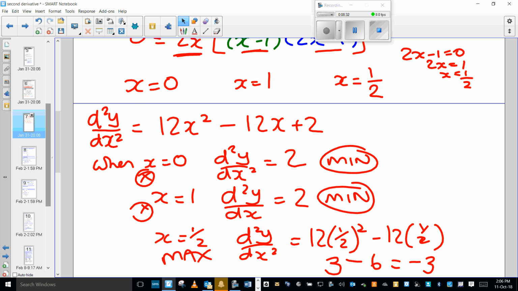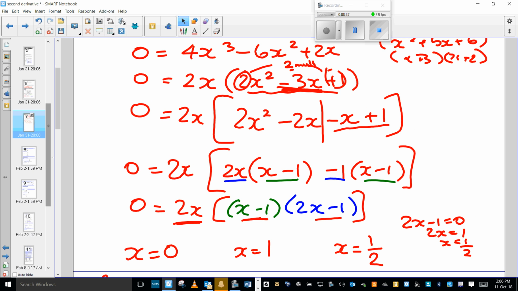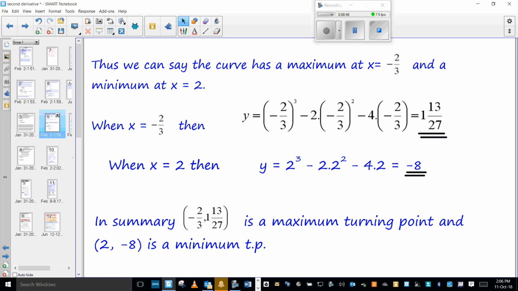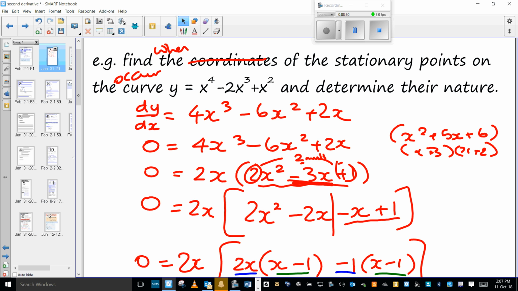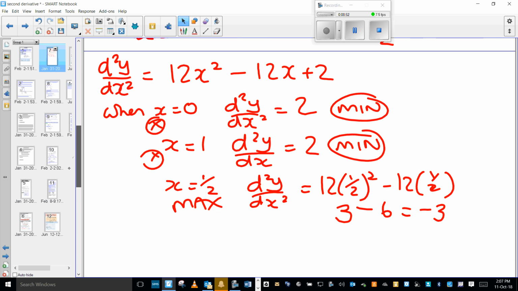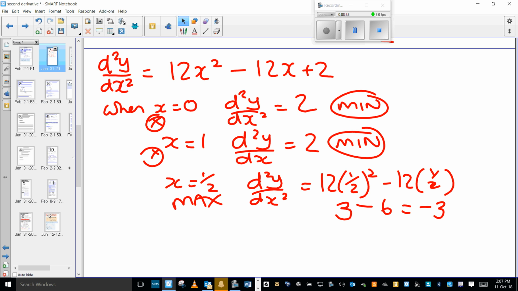Let's go back and double check up here. Our first derivative was 4x cubed minus 6x squared plus 2x, and we just lost this little term here, so we should have had plus 2. So the second derivative here would have been 2, the second derivative here would have been 2, and this one was negative 3. So these two were minimum points, and this was a maximum point.